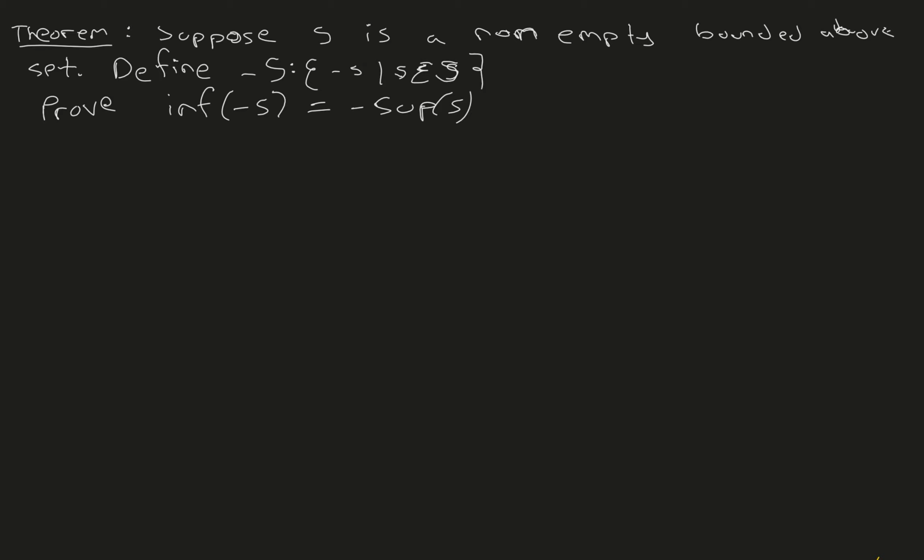So let's take a look at this last theorem before we end the video. We're supposed to show that, suppose S is a non-empty bounded above set. We're told to show that negative S consists of all the elements negative small s, which are in S. So we're told to prove that the infimum of the set negative S is the same as negating the supremum of the set S. So let's see what's happening right here. The set S is made up of elements S1, S2, S3. The set negative S is made up of the elements negative S3, negative S2, negative S1.